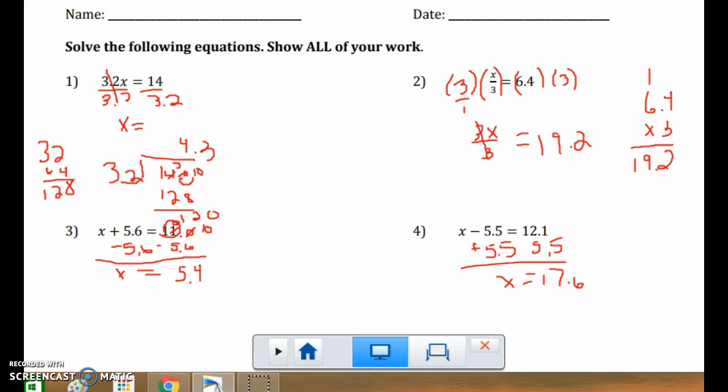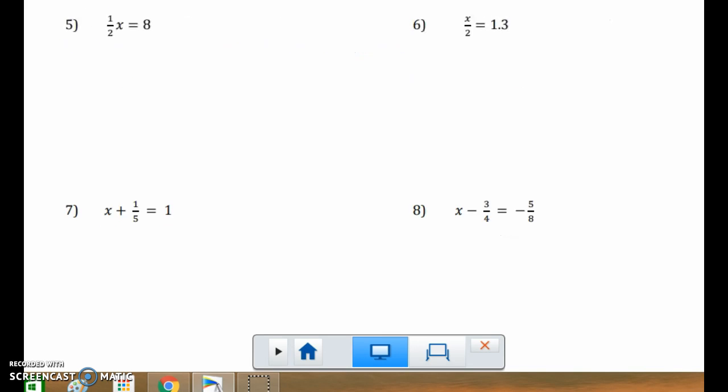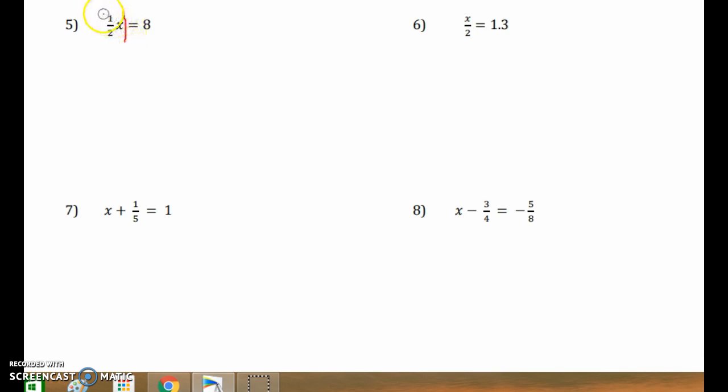I'm going to pause the video so that I can slide it down. Okay, I've scrolled down to number 5. If you look, it says 1/2 of x equals 8. I want you to just use some logic here for a minute. That means I'm taking half of a number, which will give me 8. Now, because I'm multiplying times x, I want to divide by 1/2. The opposite of multiplication is division. I should have divided over here on this side.